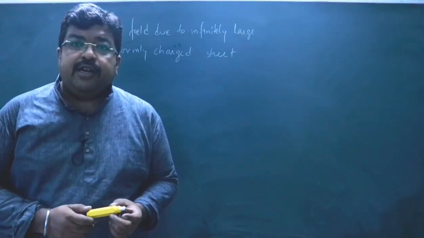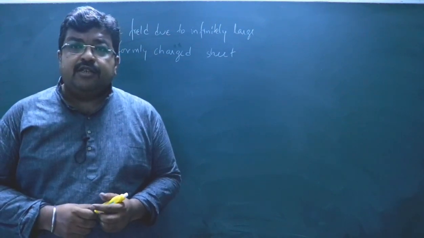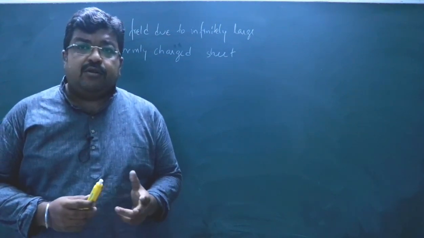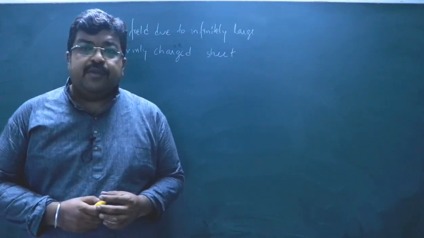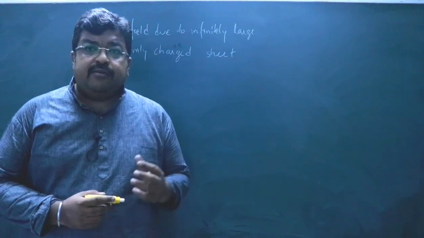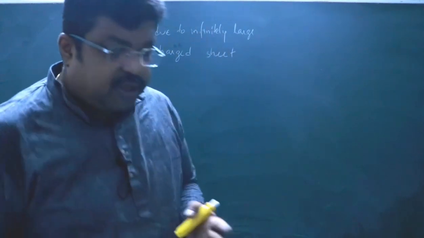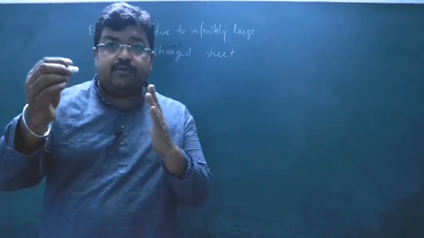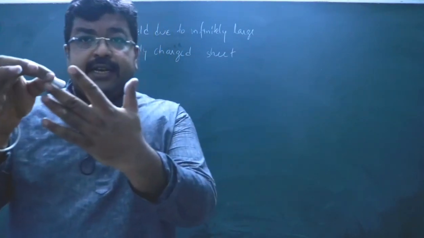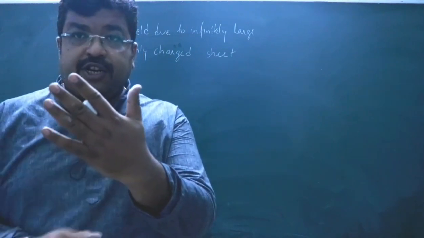Next we will calculate the electric field intensity due to a uniformly charged infinitely large sheet. Now there are two kinds of sheets, a thin sheet and a thick sheet. What do you mean by a thin sheet? Suppose my hand is a sheet, and suppose this chalk is a charge, and if I place this charge over here, now the charge is on the sheet.